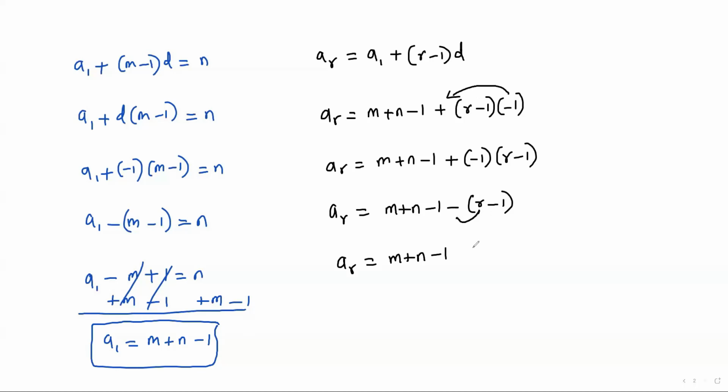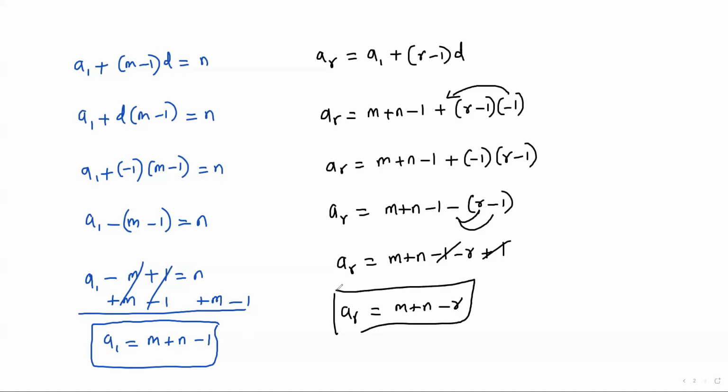You can distribute the negative sign to this one. It will be negative r. Negative times negative will become positive 1. So positive 1, negative 1 will cancel out. So finally, ar equals m plus n minus r. So now I got the rth term of the given arithmetic progression, that is ar is equal to m plus n minus r.